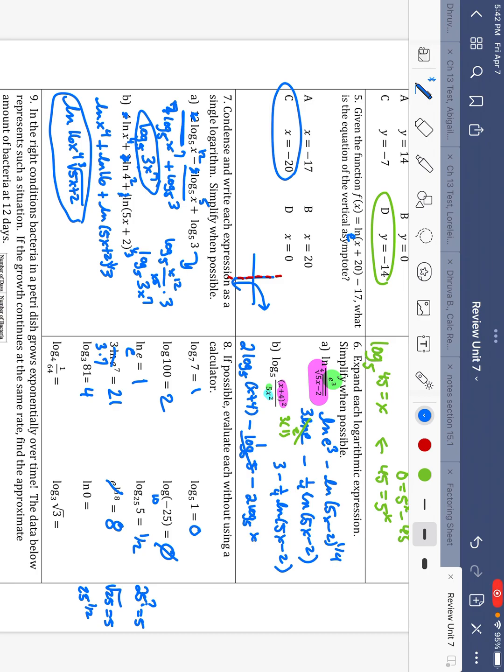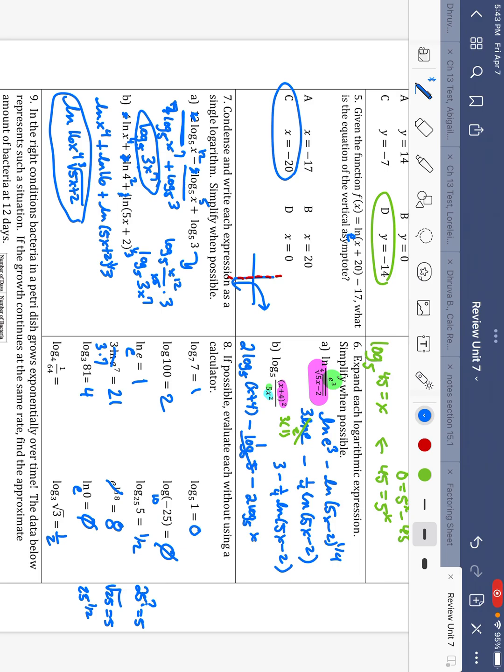Right below that, ln of 0. So you're saying e to what power makes 0? And there is no such thing. You can't do the log of 0, and you cannot do the log of a negative. All right, right below that, this is 3 to the what power makes square root of 3? So that'd be 1/2, right? Because 3 to the 1/2, that's like saying square root of 3.